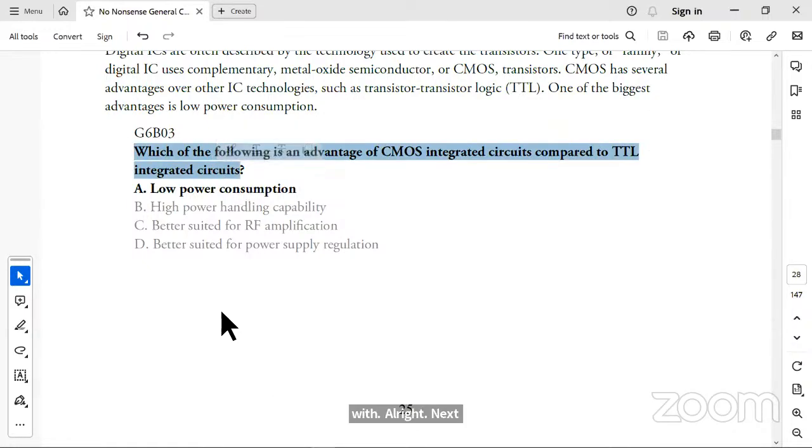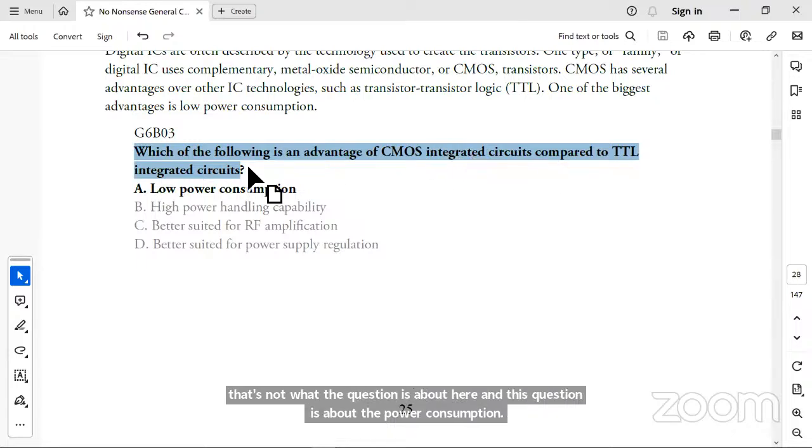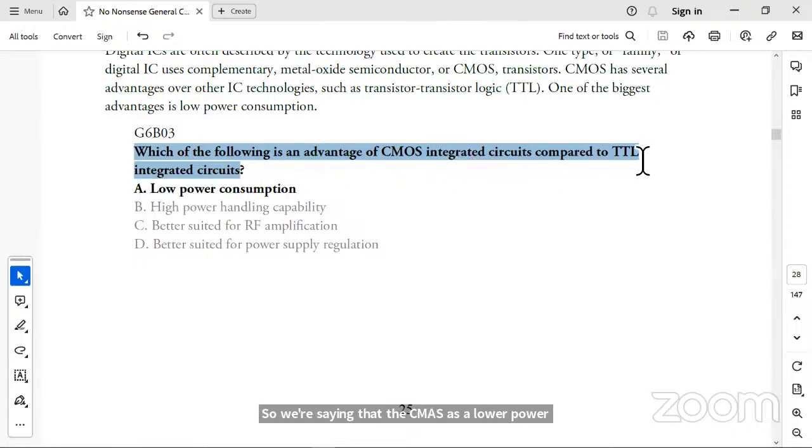Next question in the question pool. Which of the following is an advantage of CMOS integrated circuits compared to TTL integrated circuits? Well, we did say that there are a couple of differences. We said that the CMOS is significantly more sensitive to static electricity, and you can fry it. But that's not what the question is about here. This question is about the power consumption. So we're saying that the CMOS has a lower power consumption compared to the equivalent TTL, transistor-transistor logic. The CMOS is lower power consumption, and that's the answer.